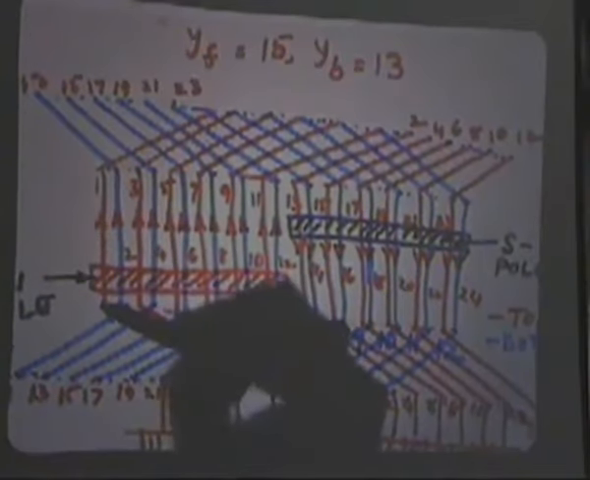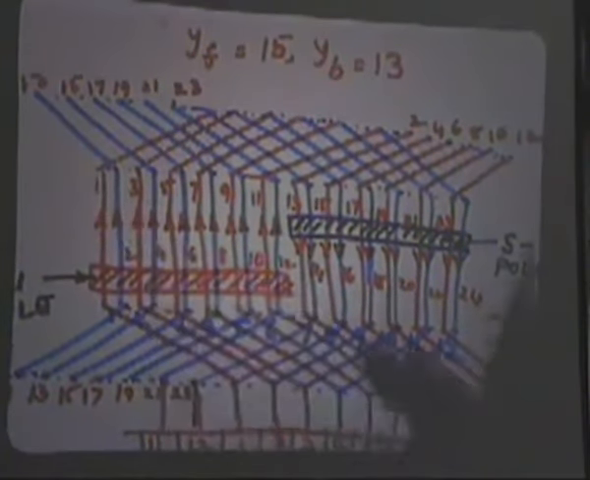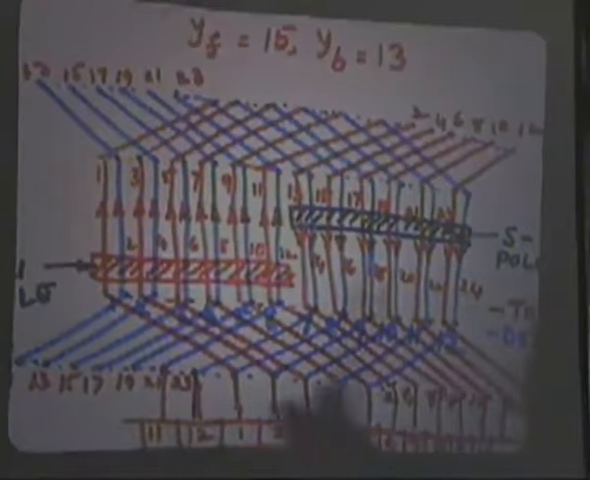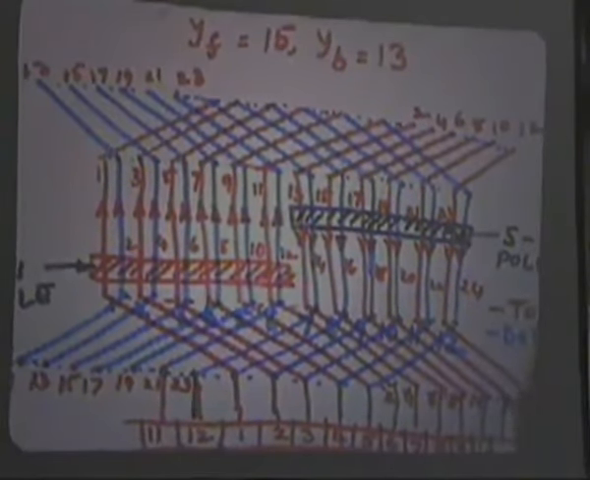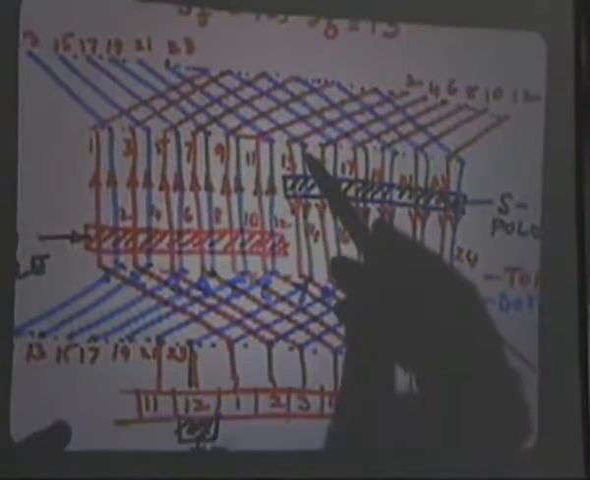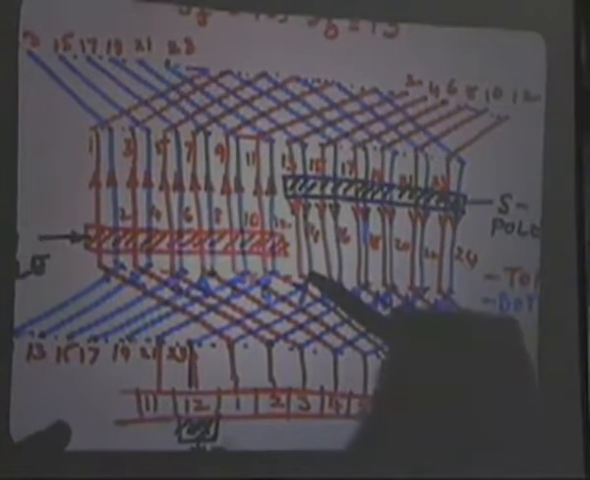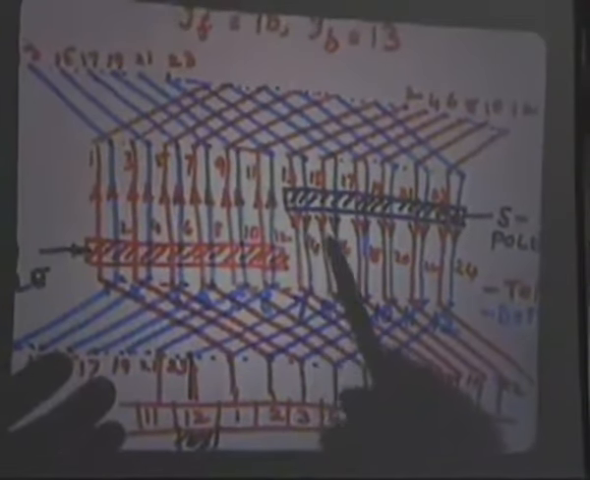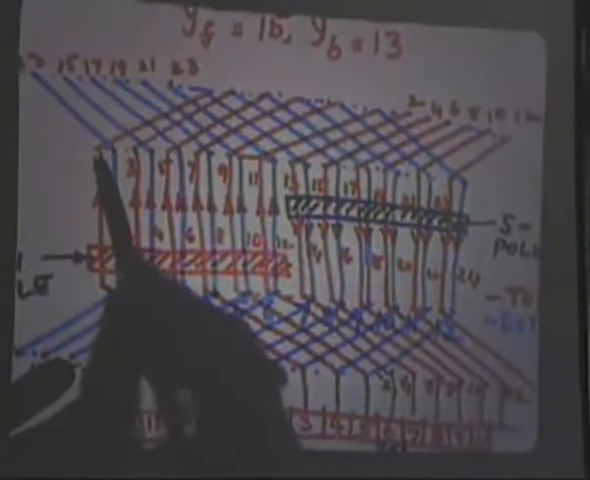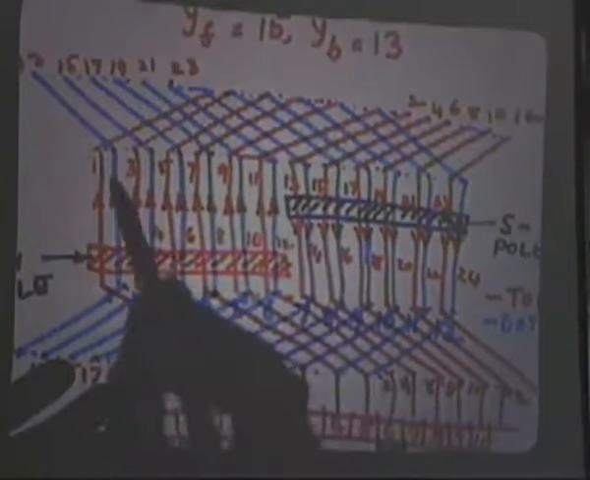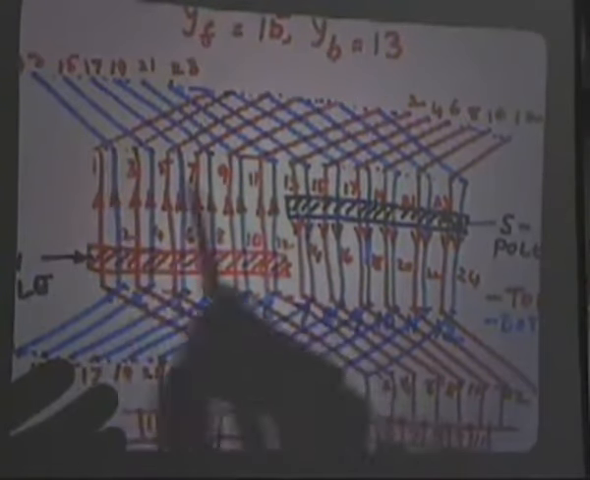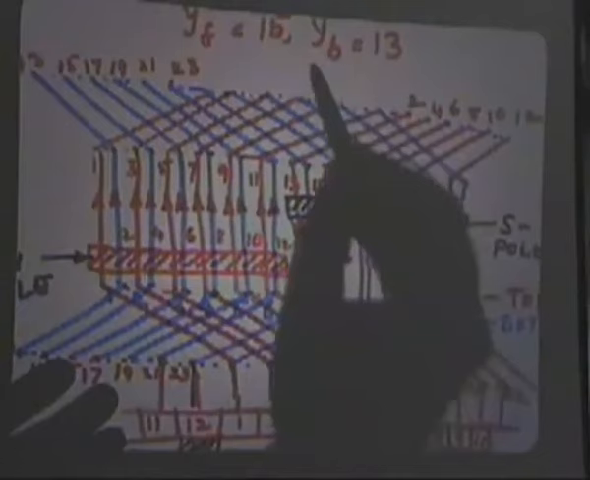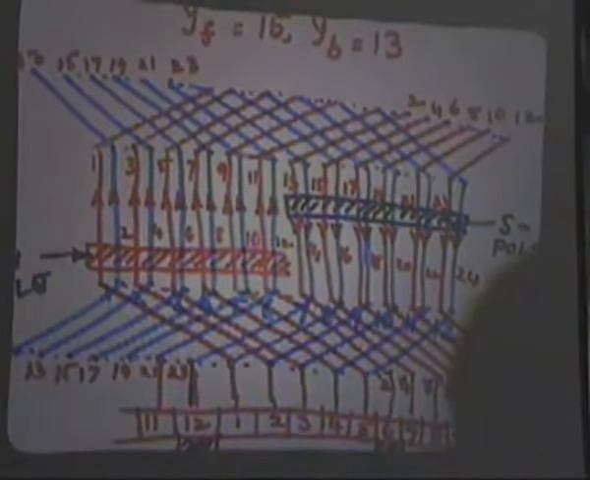The conductor, that is coil side 1, is connected to coil side 14 on this side, which would mean that at the back side the distance between the coil sides is 13 coil sides. So YB is 13 here.